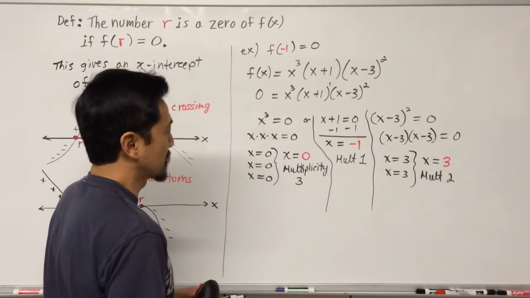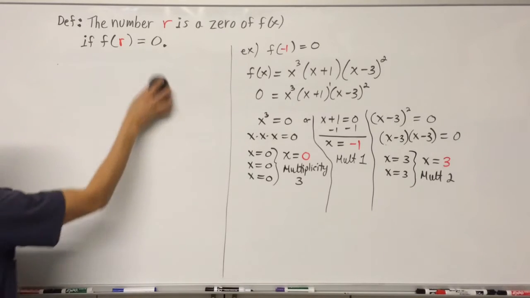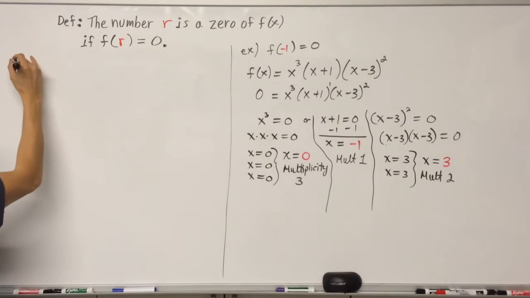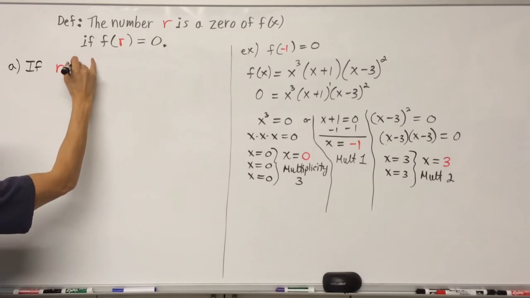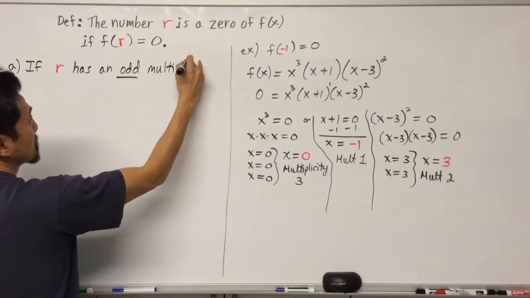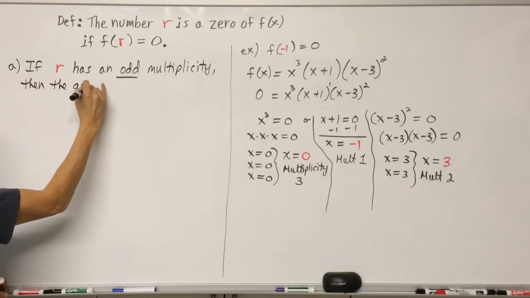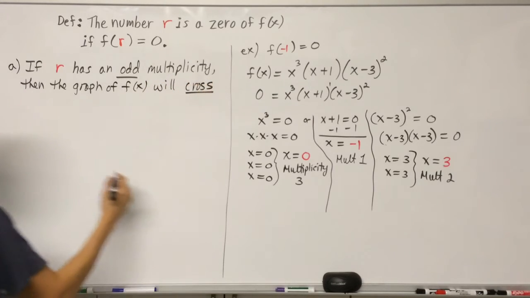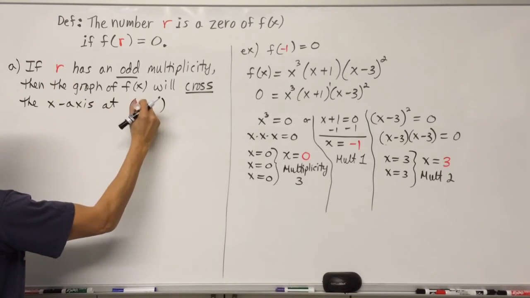So how does that affect the graph? Well, let's write it out. Statement A. If our r in red has an odd multiplicity, then, as it turns out, the graph of our function f of x will cross the x-axis at the intercept r, 0.